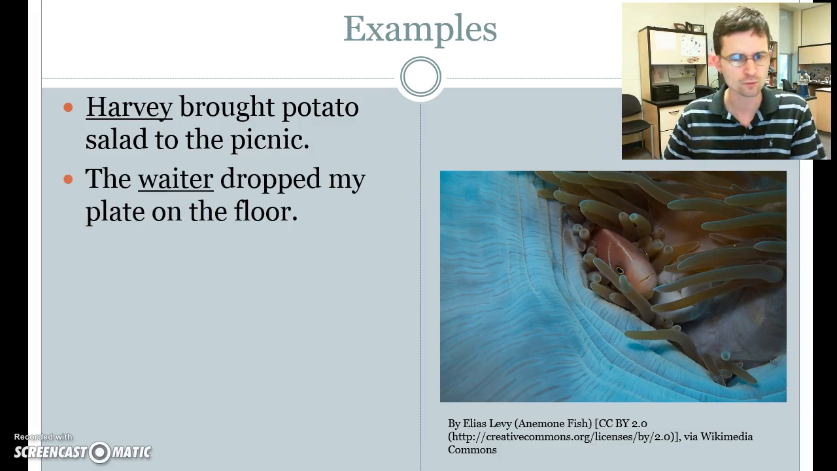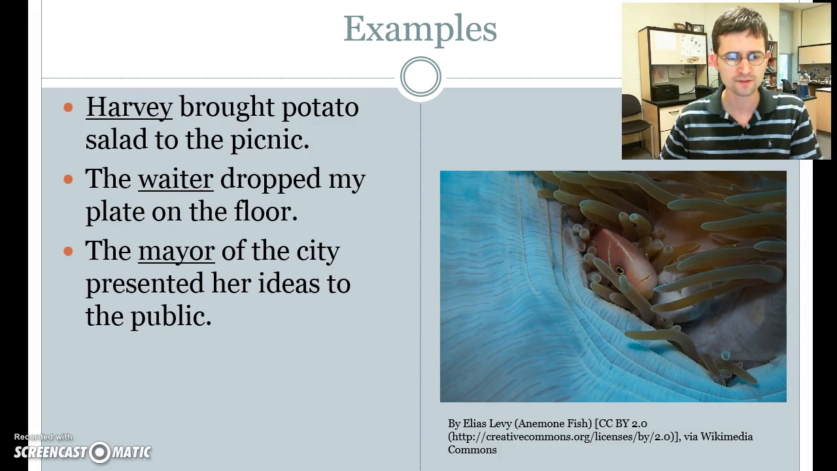Example number 2. The waiter dropped my plate on the floor. Our possibilities in this sentence, our nouns here are waiter, plate, and floor. But let's think about this in terms of the verb of the sentence. The verb is dropped. Which of these nouns dropped something? The floor wasn't carrying anything. The plate certainly can't carry anything around. It was dropped by somebody else. But that makes it the object here, not the subject. The person who dropped something is the waiter, and so we're going to identify waiter as the subject.